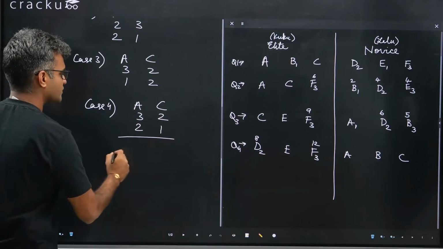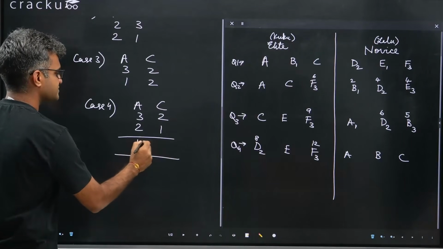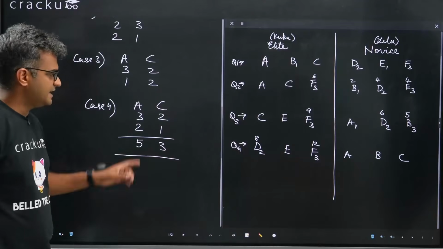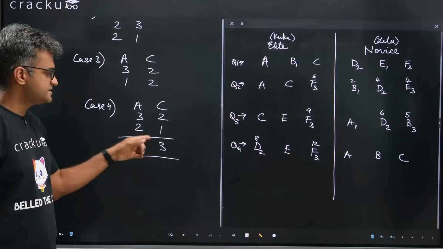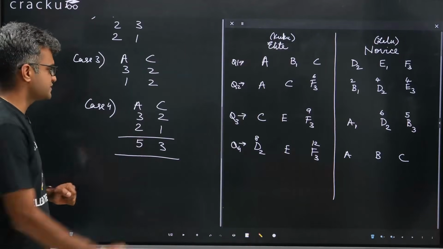If it is the fourth case, what is the total score of A? It is 5. What is the total score of C? It is 3. In this case, who would have been demoted? C would have been demoted because his score is lesser. So this case doesn't exist.